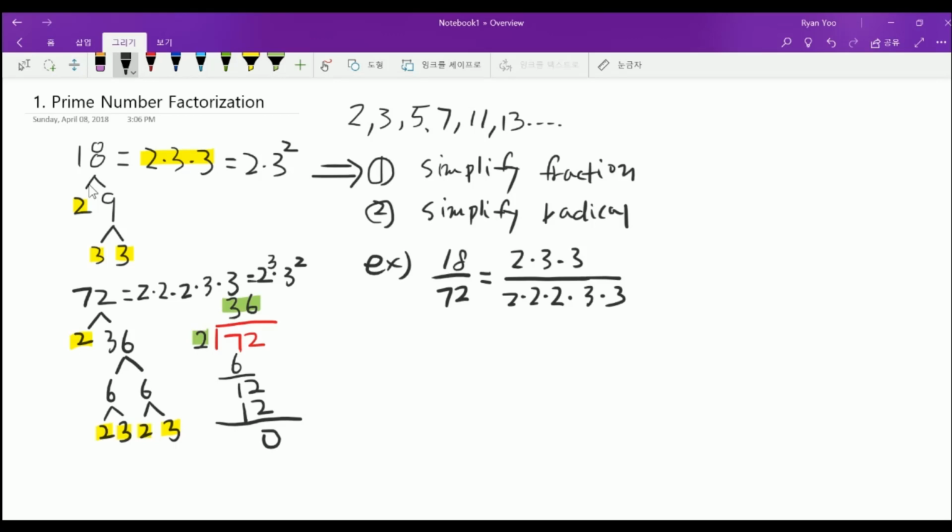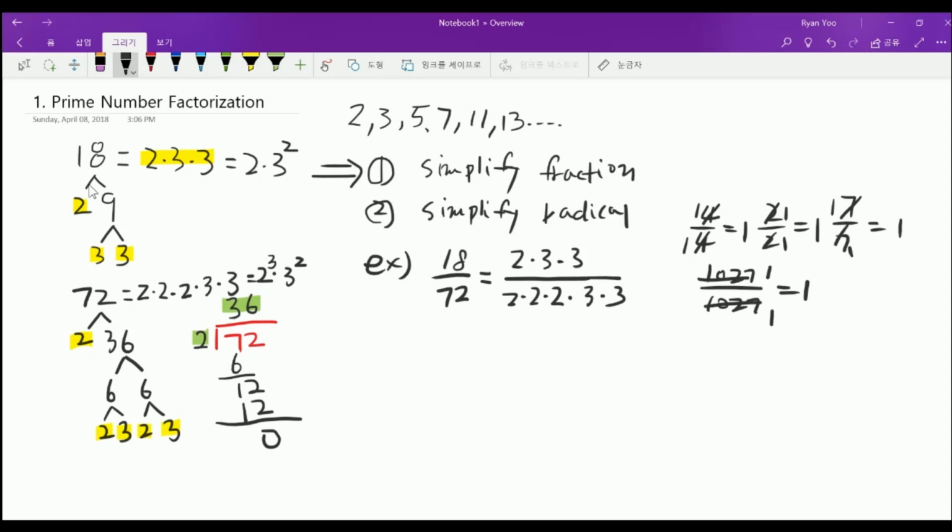And remember this thing. Same thing over same thing is equal to 1. And simplify as 1. For example, if you have a 4 over 4, it is equal to 1, because it becomes 1 over 1. If you have a 2 over 2, it is equal to 1, because 2 goes once here and 2 goes once here. If you have a 7 over 7, then it is equal to 1, because 7 goes once here, 7 goes once here. So if you have a same thing over same thing, for example, 1027 over 1027, then it is still equal to 1, because 1027 goes once here and 1027 goes once over here.